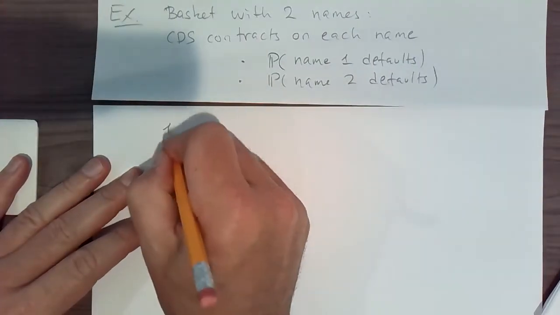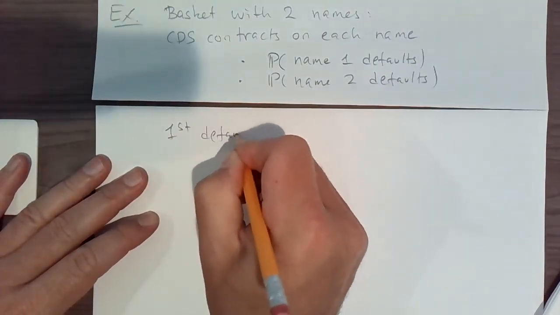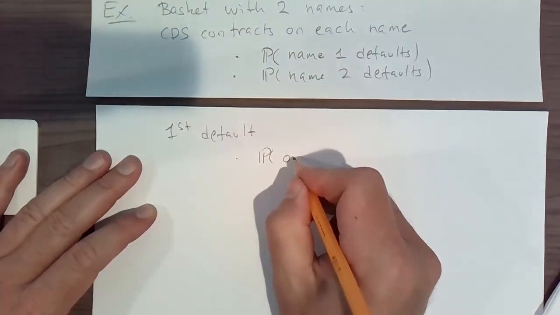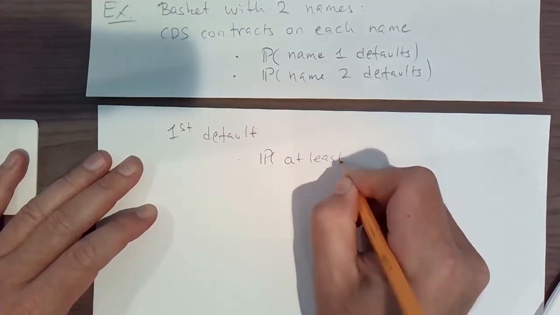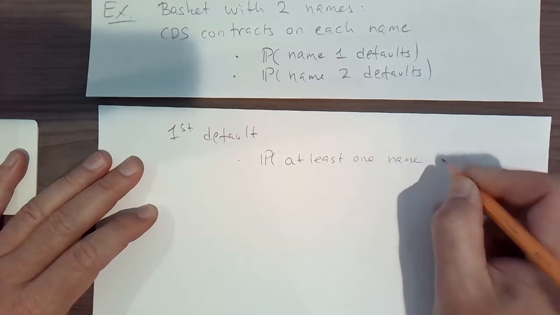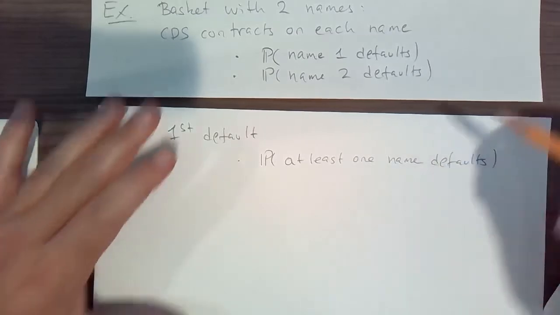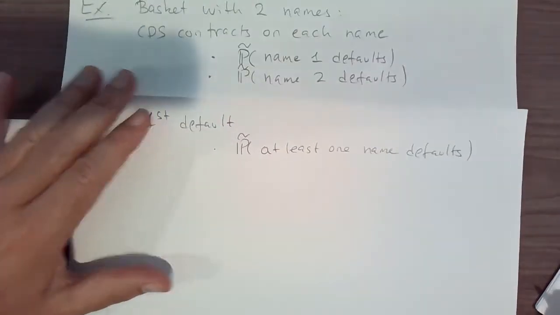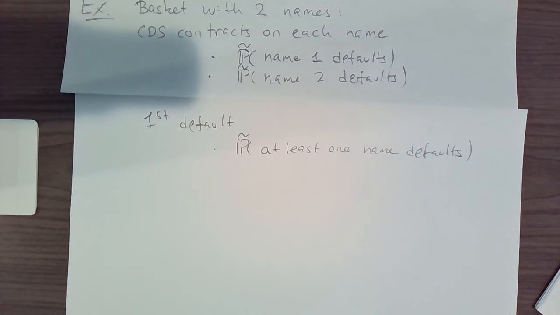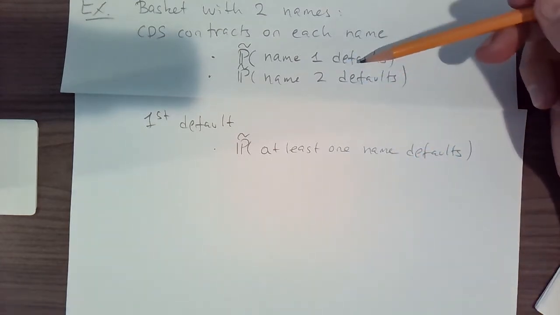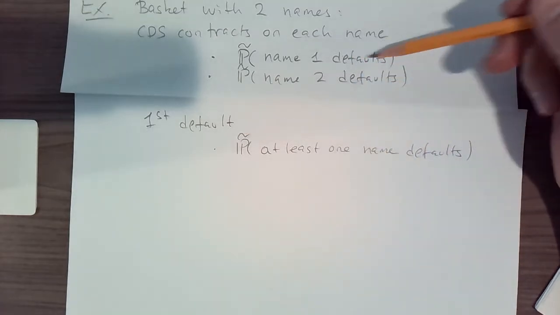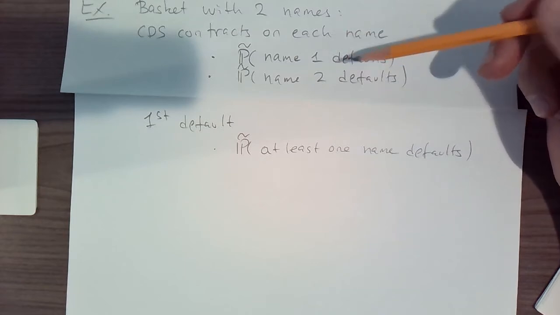But if I'm starting to look at first to default, well, then what I'm looking at is the probability that at least one name defaults, right? And I should probably do this under the risk neutral measure to be specific. We talked about this before. If I'm looking at a CDS, I'm just interested in the probability that one of the names defaults. But if I'm looking at the first default, well, I'm not interested in the specific name that defaults. I just need one of them to do it.